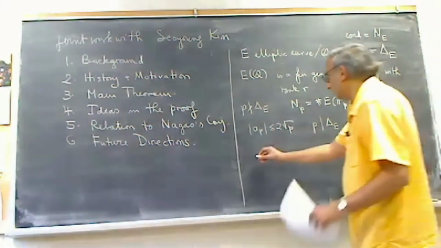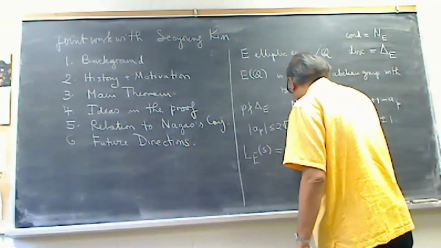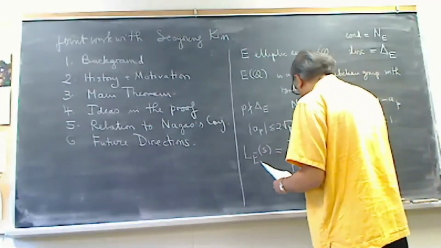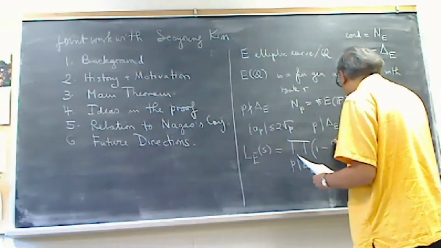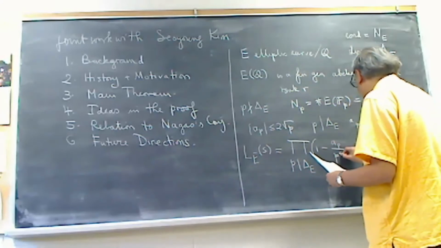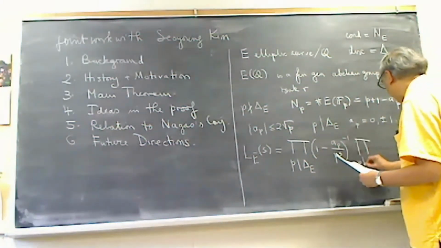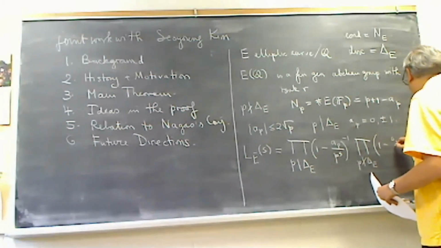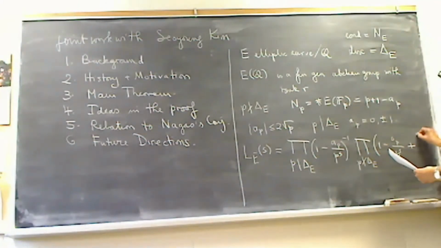With this definition in place, one defines the L function attached to the elliptic curve. For primes dividing delta sub E, we have the factor (1 minus a sub p over p to the s) inverse. For primes not dividing delta sub E, you have (1 minus a sub p over p to the s plus p over p to the 2s) inverse.